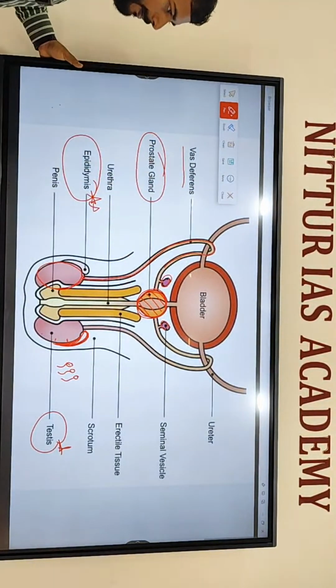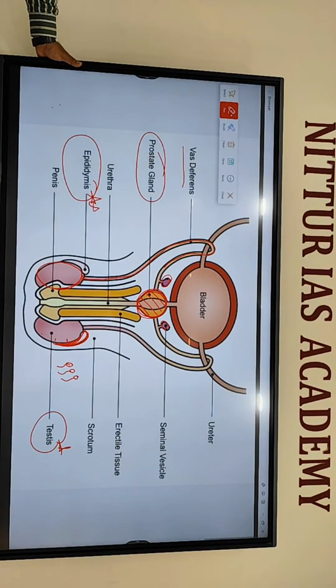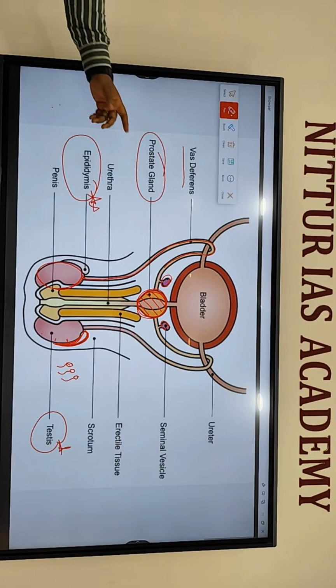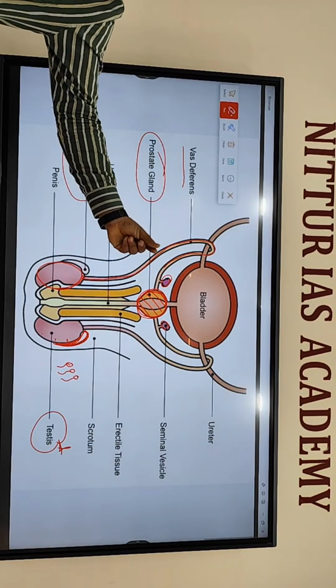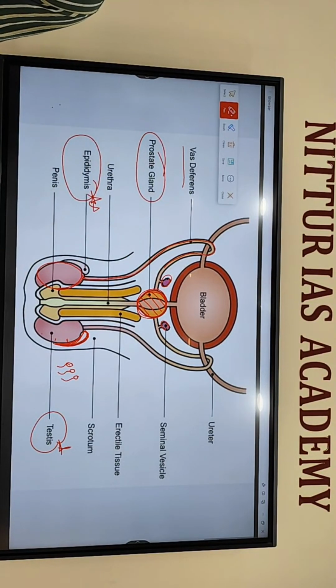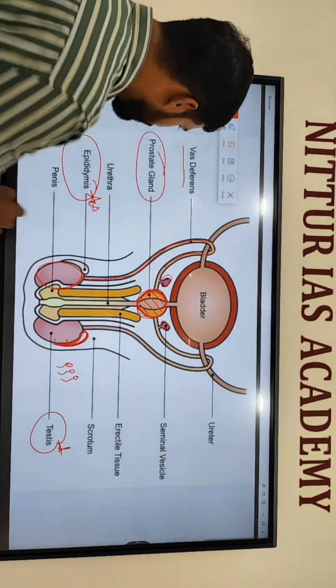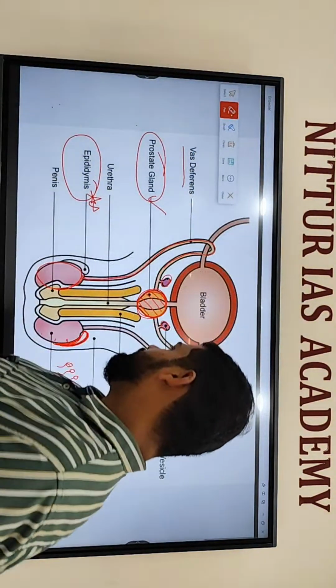Prostate gland. In an examination, they have asked a statement: prostate gland is present in male or female. The prostate gland produces semen. Along with the seminal vesicles, it produces the liquid semen. The prostate gland is present only in male, not in female.